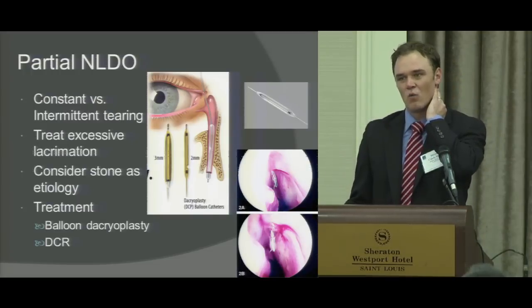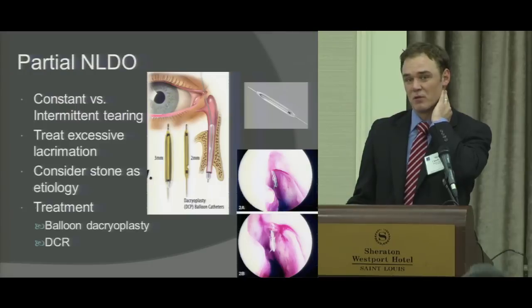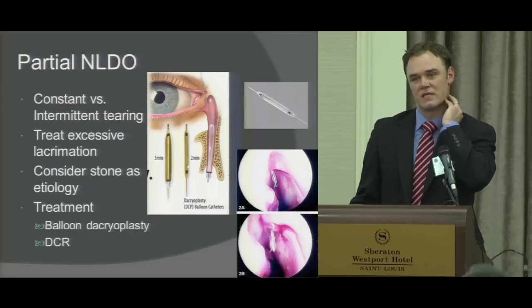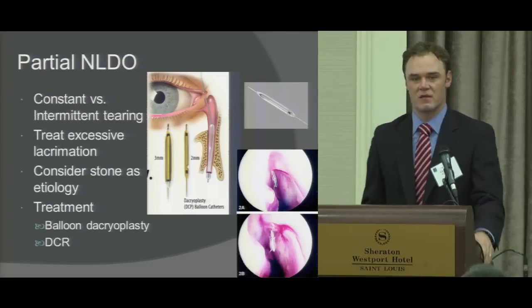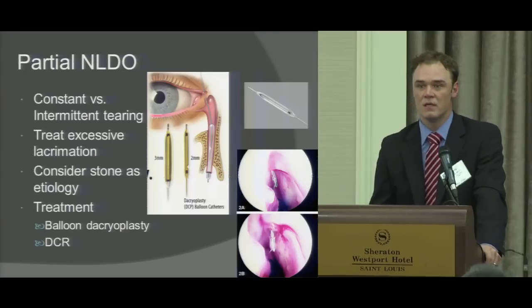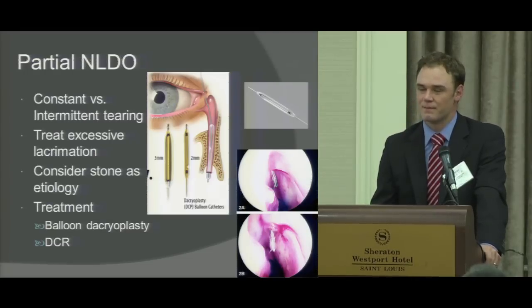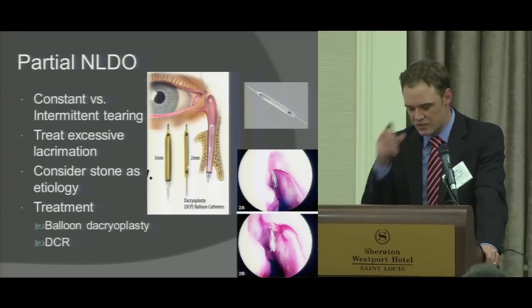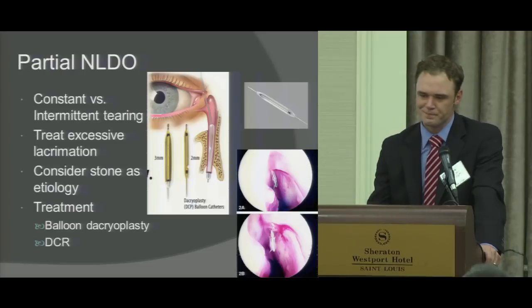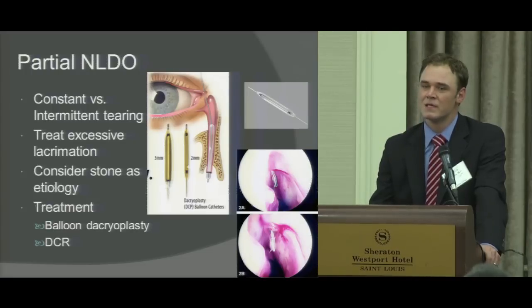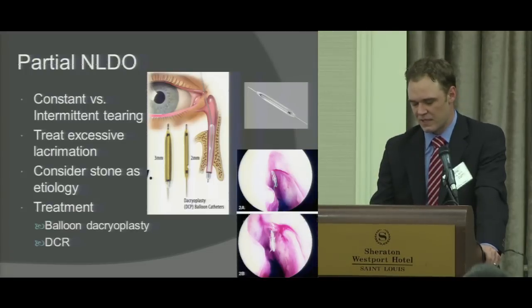And one way to treat this is with a balloon dilation procedure, where you can stick a balloon that's similar to an angioplasty balloon into the tear duct and dilate it. My experience with that is it works right around 60% of the time. So it's not a super effective procedure, but it does seem to work in some cases.